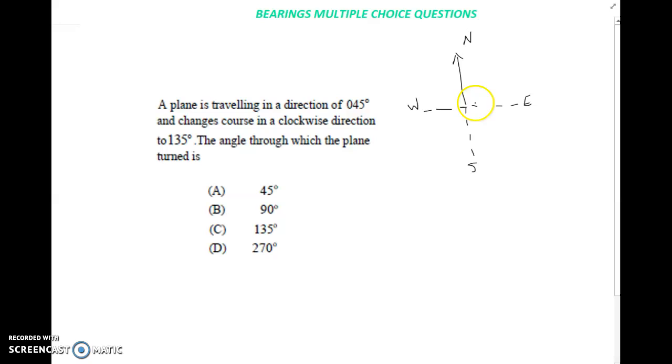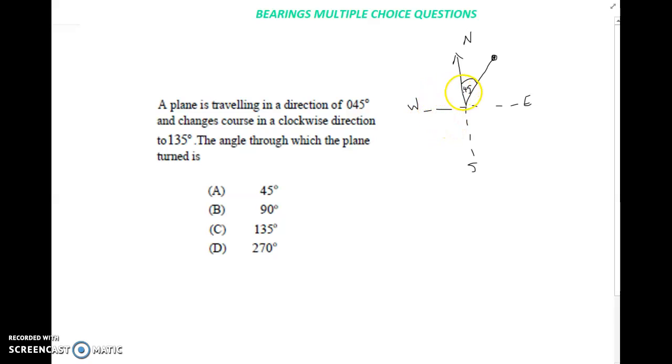Now we know that from north to east is 90 degrees, so 45 degrees will be halfway through there. Remember, this is just a sketch. So this is the 45 here. And now it changes course in a clockwise direction to 135 degrees.